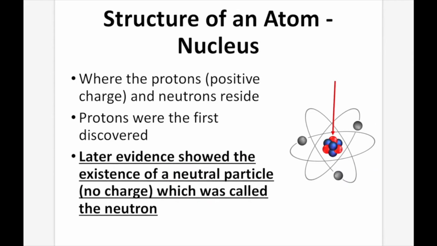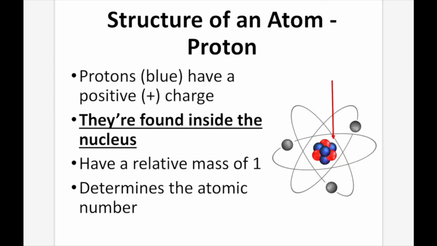Structure of the atom, nucleus. The nucleus is where the protons with a positive charge and the neutrons reside. Protons were the first ones discovered. Later evidence showed the existence of a neutral particle, no charge, which was later called the neutron. So our nucleus is going to be represented by this whole area that surrounds both the red and the blue particles.